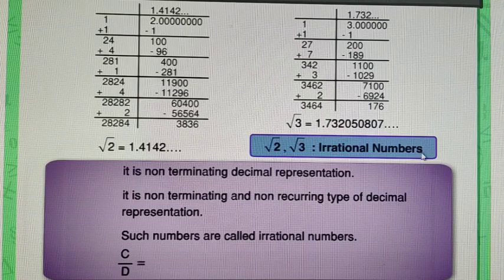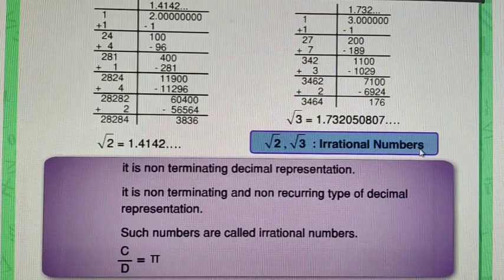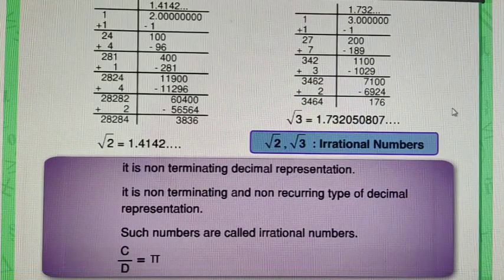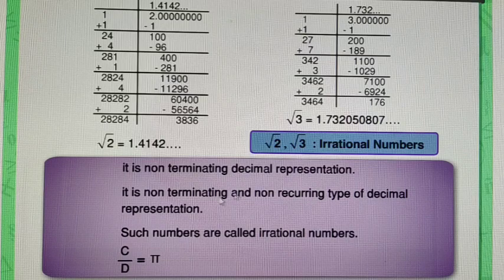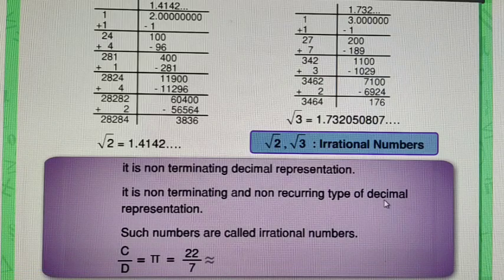Now let's see C upon D. Now what is C? C stands for circumference and D stands for diameter of a circle, which is equals to pi. You have already studied in the previous standard. The value of pi is equals to 3.14. Approximately it is equals to 22 upon 7, which is equals to 3.14. Let's calculate this. 22 upon 7.